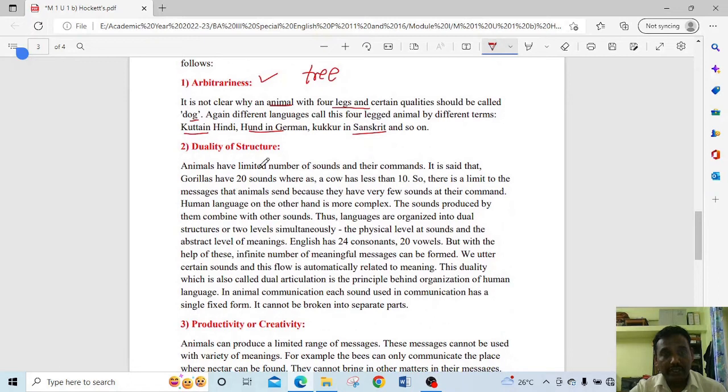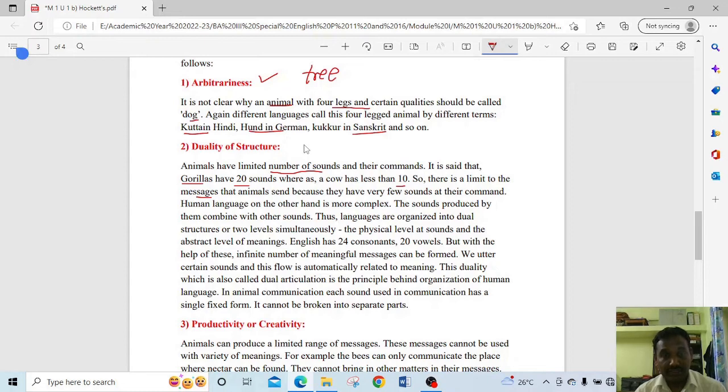Now, duality of structure. What is duality of structure? You know that animals also use sound in their communication system, but the number of sounds and commands in animals is very limited. It is said that gorillas have 20 sounds, while a cow has less than 10 sounds. Since they have a limited number of signals for their use, definitely there is a limit to their message.